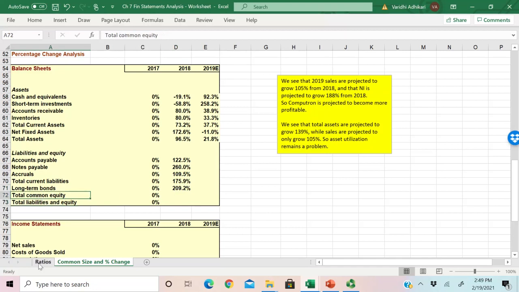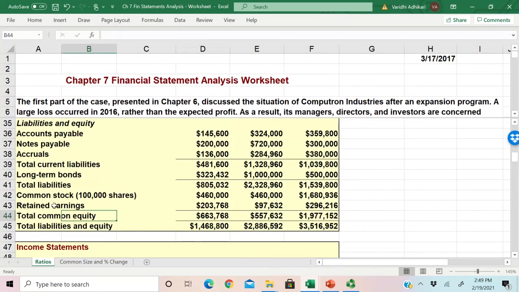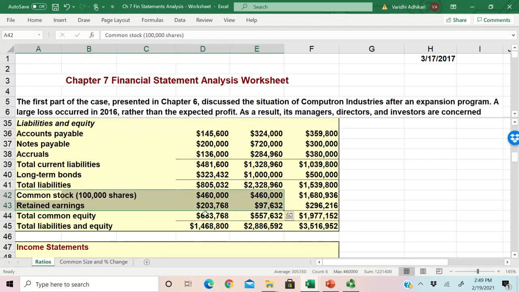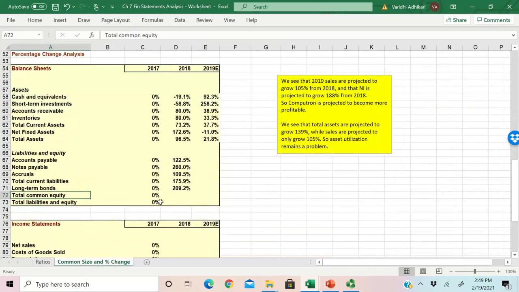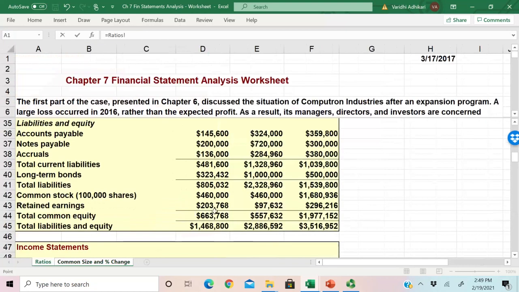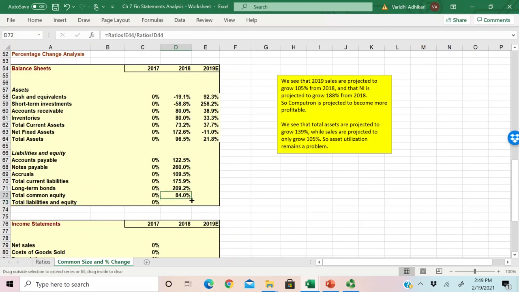Then the other item is total common equity, which skips these two items and just shows the sum, which is E44 divided by D44. So it increases by 84%. The next item is total liabilities and equity, so I can drag it down, and I can actually drag it across because I don't have anything to lock there, no cell remains fixed.